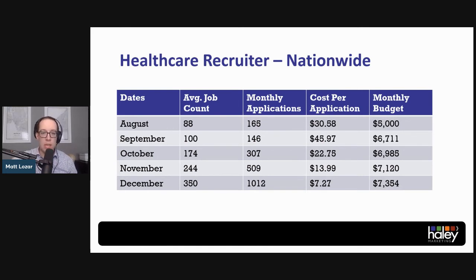In October, we kept that budget the same from the previous month, increased our average job count, right? More jobs in that jobs to budget ratio. Applications doubled. Cost per application went down by more than 50%. Awesome results. Continued that aggressiveness in November and December. Kept increasing the job count, kept the budget the same. It went up a little bit, a couple $100, nothing crazy, but this was the budget available. And from September to December, we went from 100 to 350 applications. Cost per application went from $46 to $7.